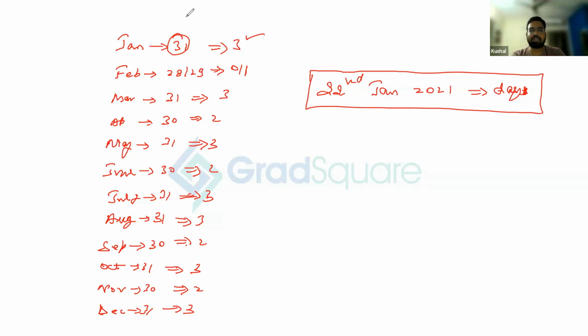Sylvie, the question is 22nd January 2021. Which day is it? 22nd of January 2021. Which day is it?